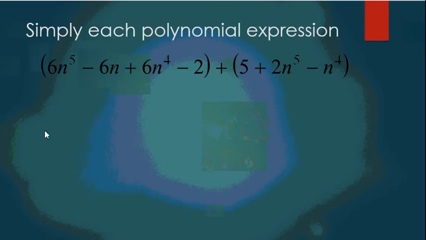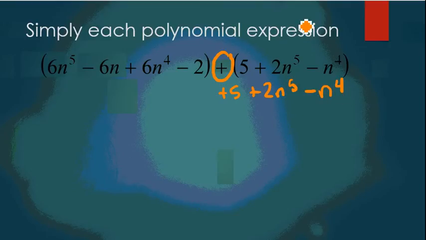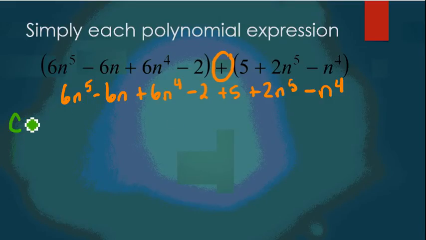All right, in this example, again, we need to simplify each polynomial expression. The nice thing about this one is it has a plus sign in the middle. That plus sign means that I just have a plus 5 plus 2n to the 5th minus n to the 4th. All right, so now I'm going to bring down my other expression, the leading expression. So that's 6n to the 5th minus 6n plus 6n to the 4th minus 2. And now I have a complete expression. So we're going to combine like terms now.